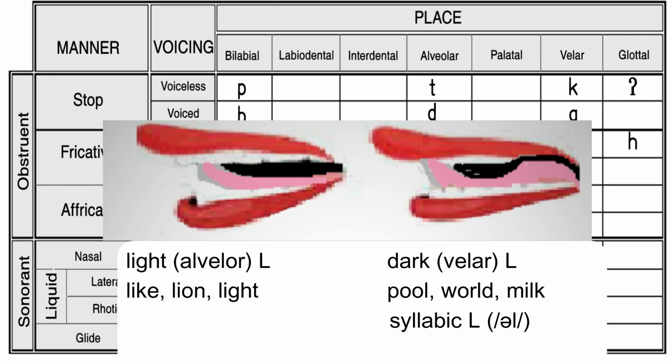For the dark L, in addition to the tip of the tongue being brought near the alveolar ridge, the back of the tongue is raised toward the velum. That is, there is an additional arching of the tongue in the velar region. The dark L occurs in a syllable final position, like pool, world, or milk. When L is pronounced as a dark L, it becomes syllabic, acting as the sound carrier in a syllable. In other words, the dark L has a vowel sound, schwa, embedded in it.